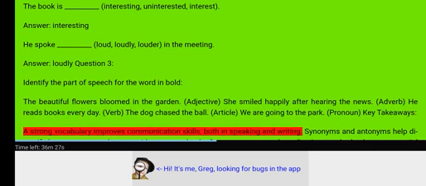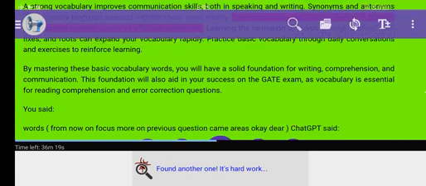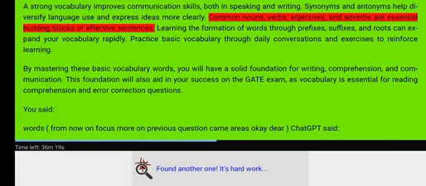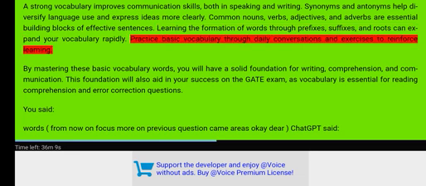Key takeaways. A strong vocabulary improves communication skills, both in speaking and writing. Synonyms and antonyms help diversify language use and express ideas more clearly. Common nouns, verbs, adjectives, and adverbs are essential building blocks of effective sentences. Learning the formation of words through prefixes, suffixes, and roots can expand your vocabulary rapidly. Practice basic vocabulary through daily conversations and exercises to reinforce learning.